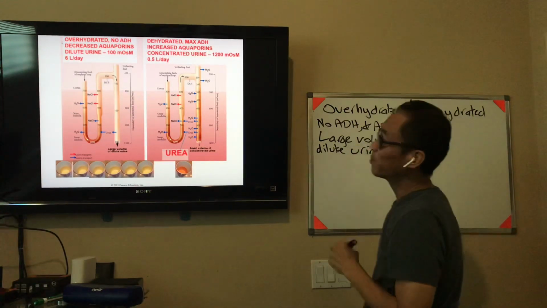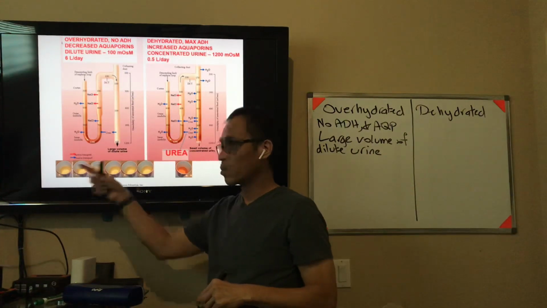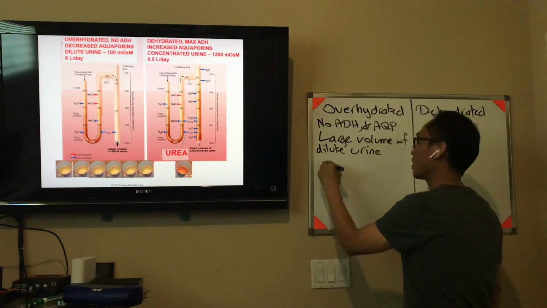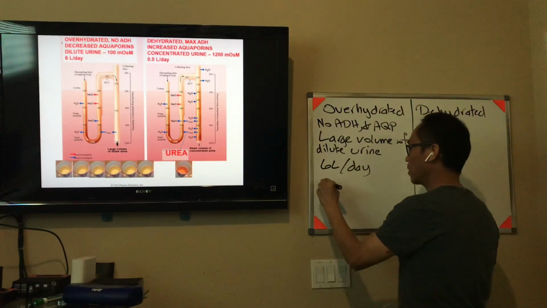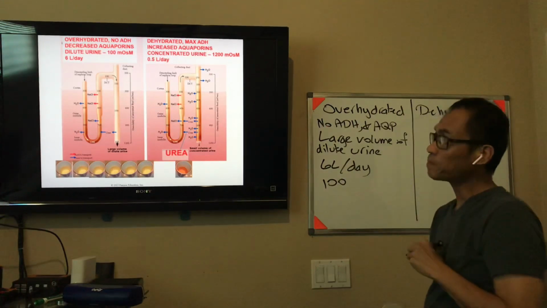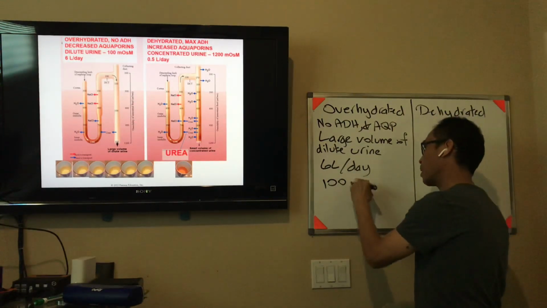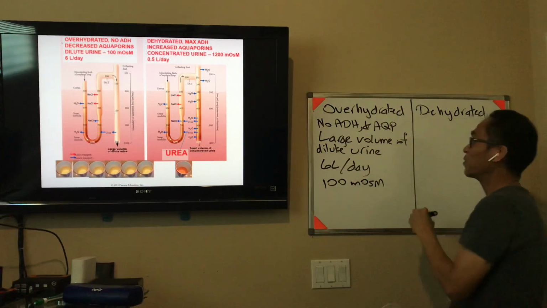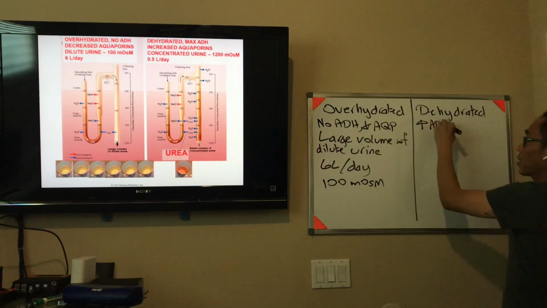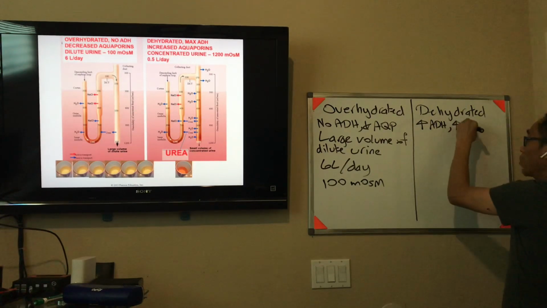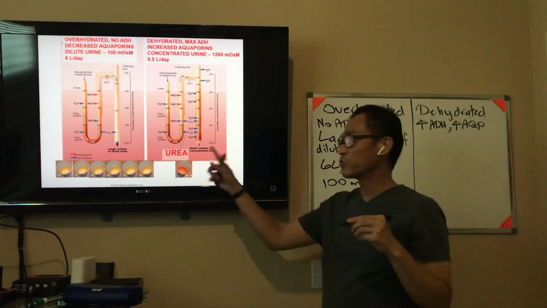And so maybe 6 liters a day, maybe each of these cups represents a liter. 6 liters a day, that's a lot of urine, and it's very dilute, maybe a 100 milliosmolarity concentration. Compare that to if you're dehydrated, well, you're going to increase ADH, increase aquaporins, AQP, so you have a small volume of concentrated urine.